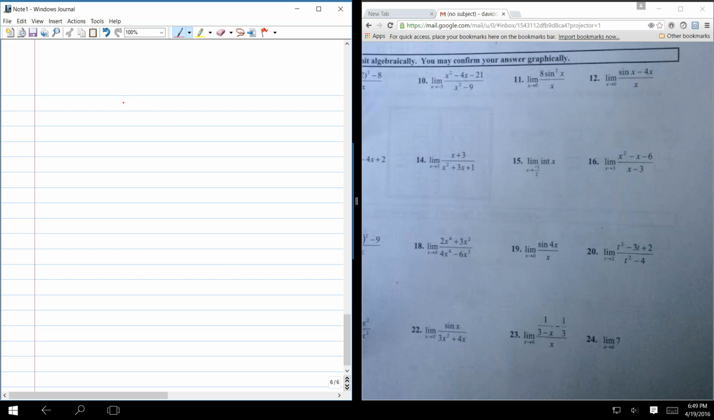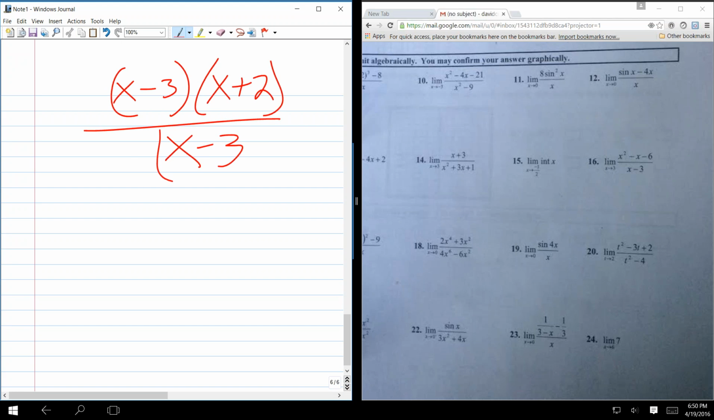So back to the numerator. Okay, so negative 3 and 2, and then the x minus 3's would cancel, and then it would just be 3 plus 2, which is 5.